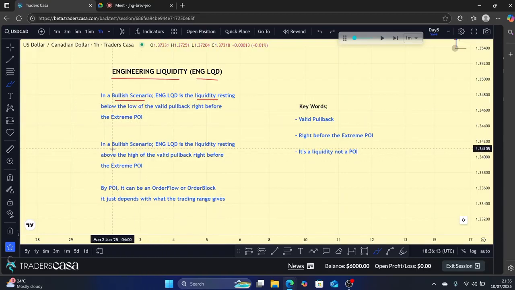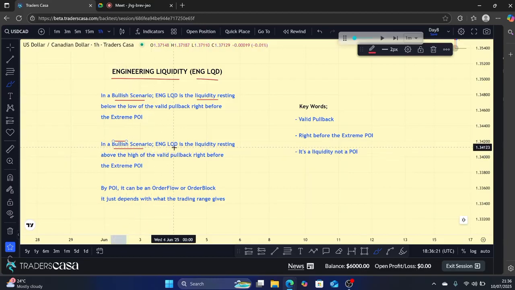And now, this here needs to be the bearish scenario. This one needs to be changed to bearish scenario. So in a bearish scenario, engineering liquidity is the liquidity resting above the high of the valid pullback right before the extreme POI. The valid pullback right before the extreme POI, the liquidity resting above that high.